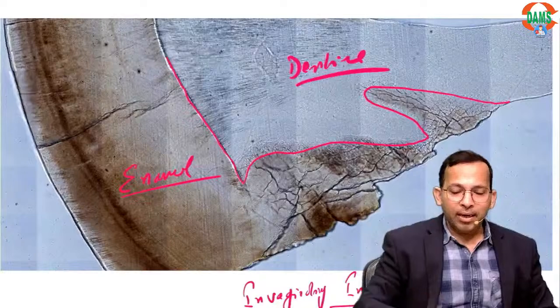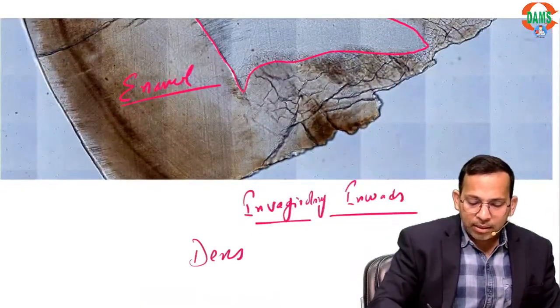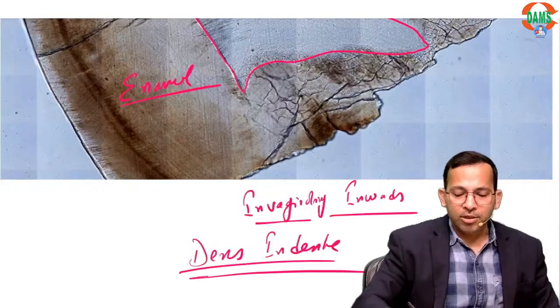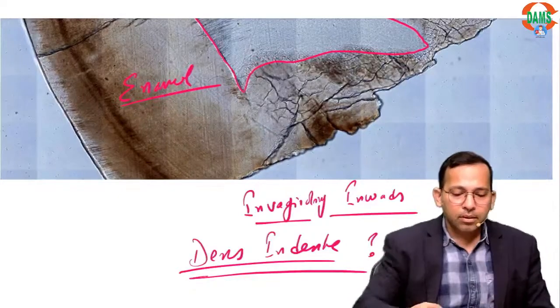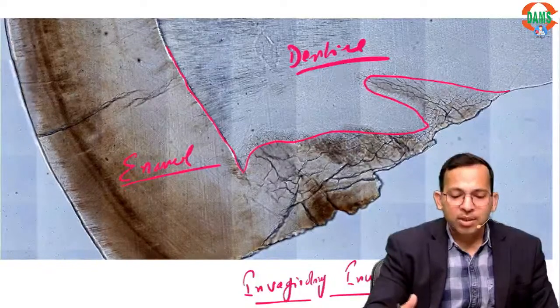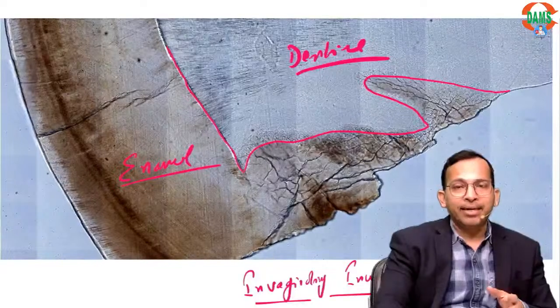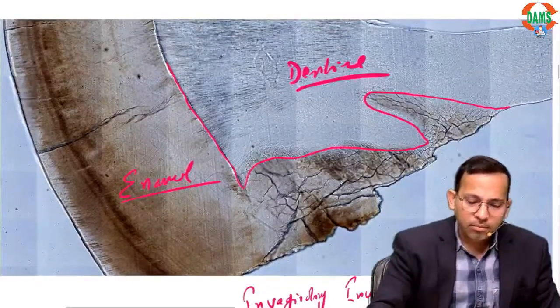So do you think this tissue represents dens indente? Right? So what is this ground section representing? This ground section is representing a case of dens indente, where the enamel has invaginated into the dentine. Clear?